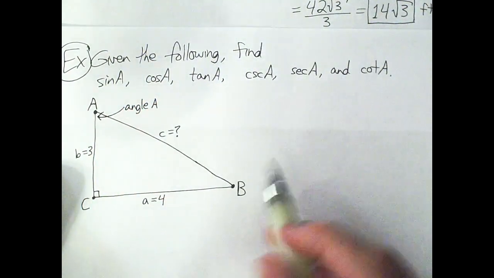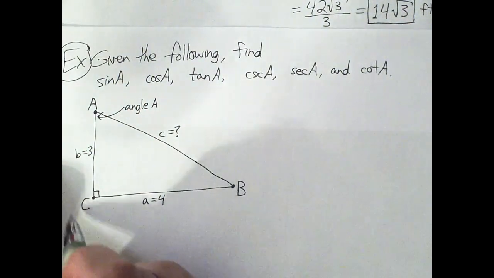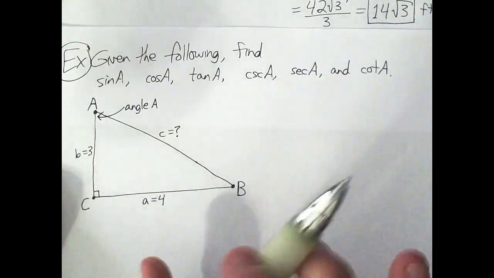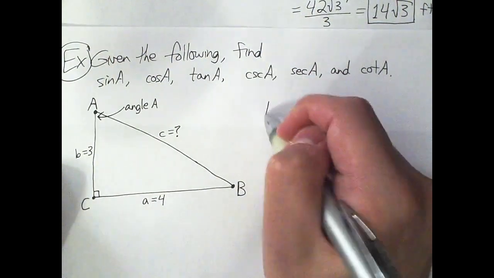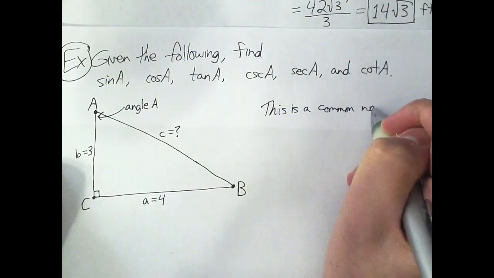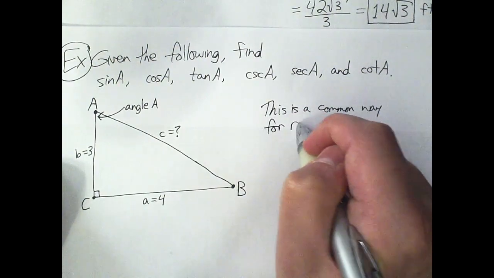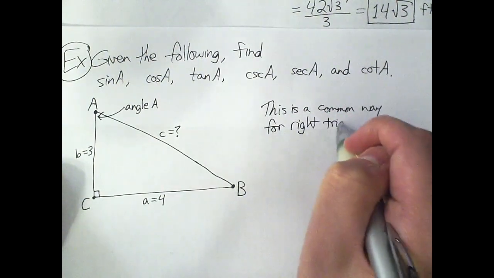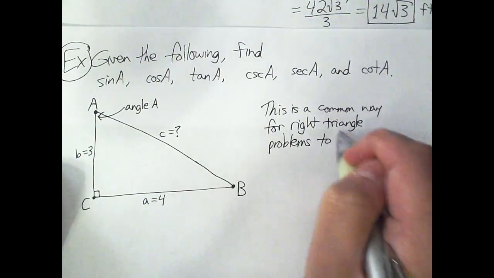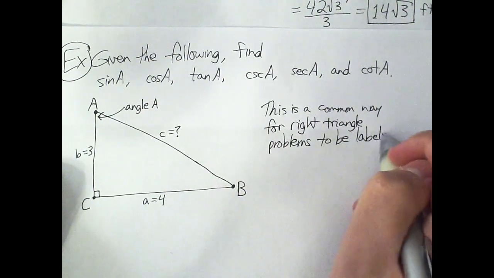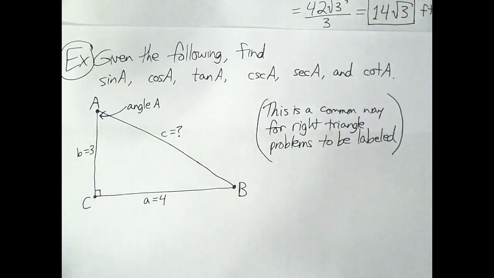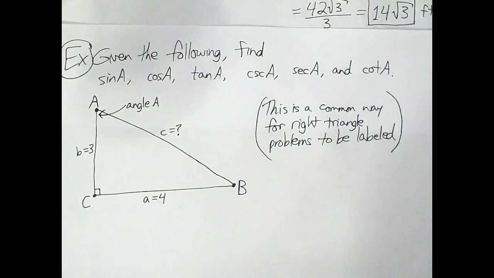All right, and then down here, this would be the angle B, and this would be the angle C, which I can already tell what the angle C is. So this is just a common way for right triangle problems to be labeled. This is the first one that we've fully labeled this way, so I just wanted to address that. From here, though, I think that you can find all 6 of these, so you should pause the video and give this a try.